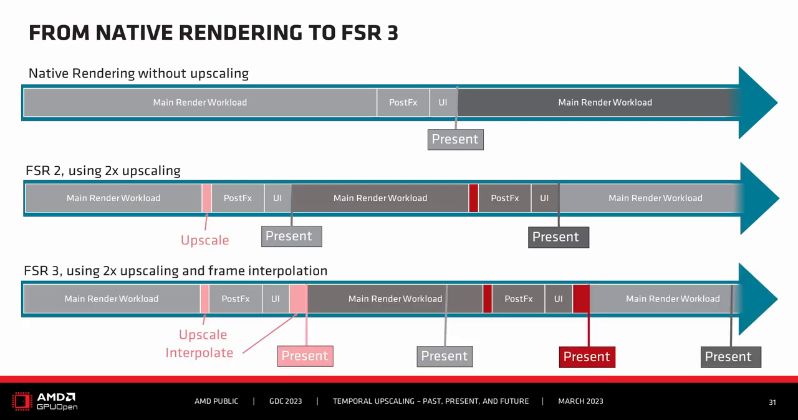With FidelityFX Super Resolution 3, in addition to what we did with FSR2, instead of directly presenting the frame, we add an interpolation pass and present the interpolated frame first. The real frame will then get presented roughly in the middle of the next frame. Overall, FSR3 will improve frame rate and smoothness of animation significantly.